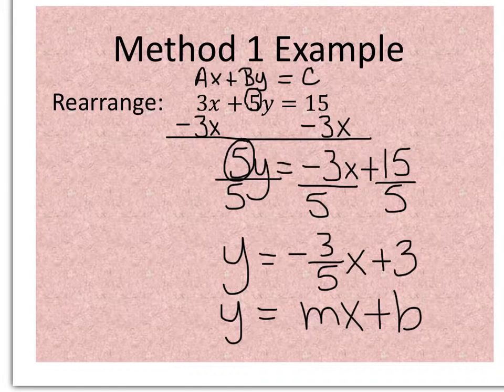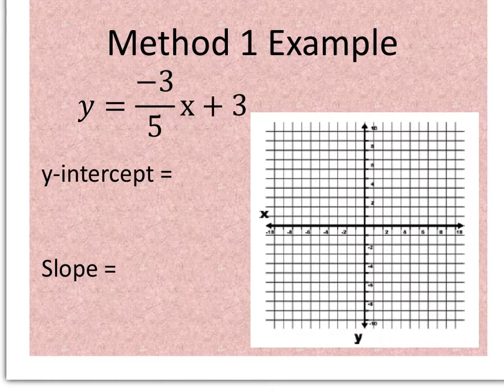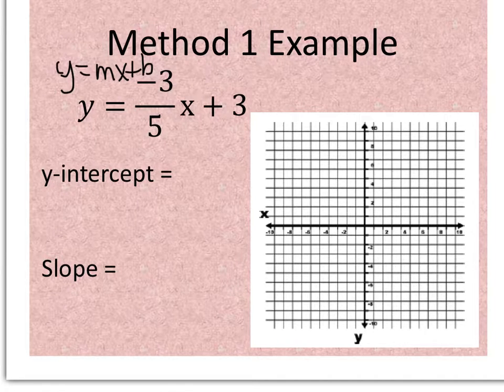So now we can graph this using the steps that we did on the first foldable. So the first thing we have to do is identify the y-intercept. When we have y equals mx plus b, our b is our y-intercept. So in this equation, our y-intercept is 3. So we go to our coordinate plane and we plot our y-intercept of 3.